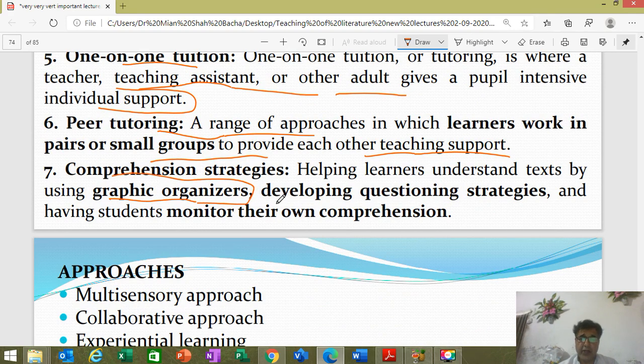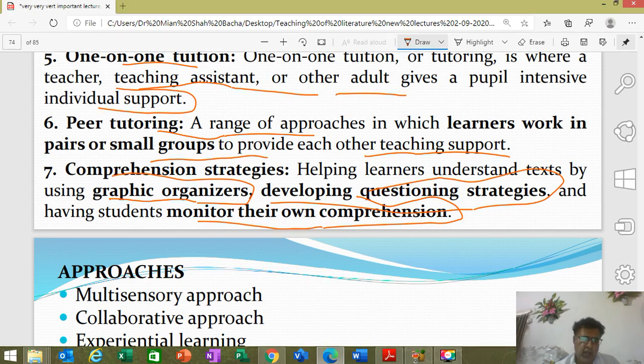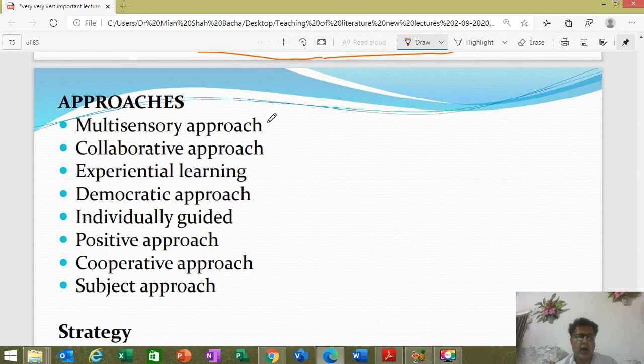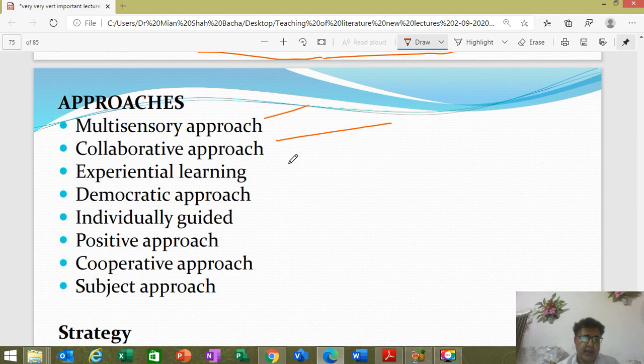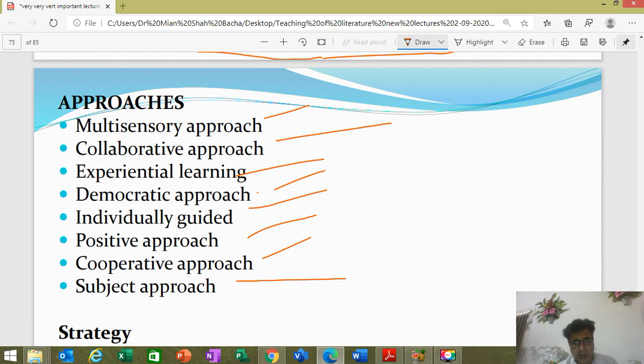Developing questioning strategies and monitoring their own comprehension. These are for understanding any comprehension given to the students, any task, any reading. So graphic organizers, developing questioning strategies, and monitoring their own comprehension are the strategies which help better comprehension. Some more approaches can be the multisensory approach, collaborative, which has been discussed, experiential, democratic approach, individually guided approach, positive approach, cooperative approach, and subject approach. These might be some other approaches.